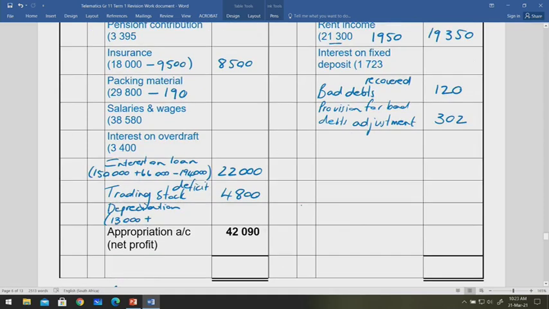So the 13,000 for the vehicles, and then we have the 800 Rand for the new equipment, and we have the 22,140 for the equipment that we had for the whole year. So the depreciation in total, 35,940. Make sure to show your calculations because you get marks for those.